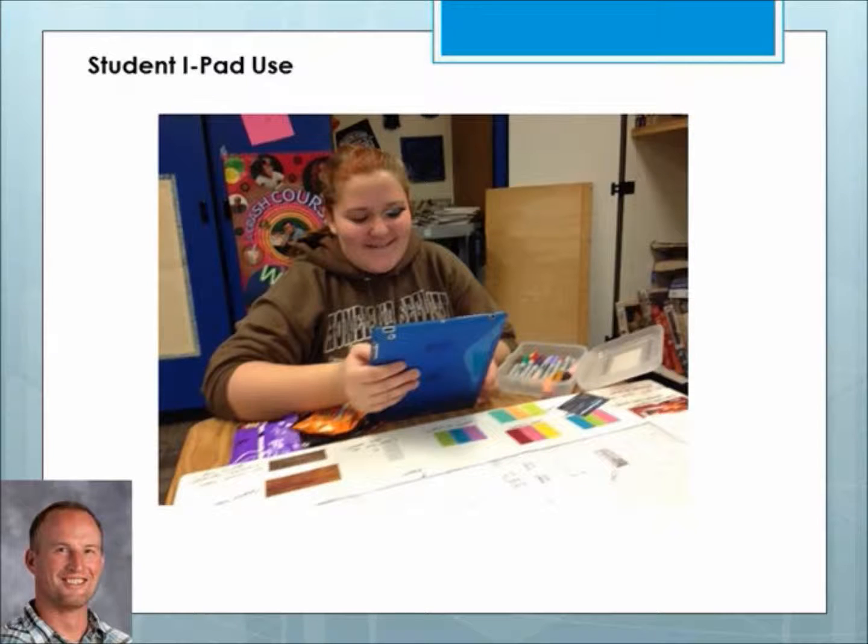iPads are another technological tool that is being used here at SoHi. This slide is an example of a student using an iPad in her interior design class to help her with a design project.